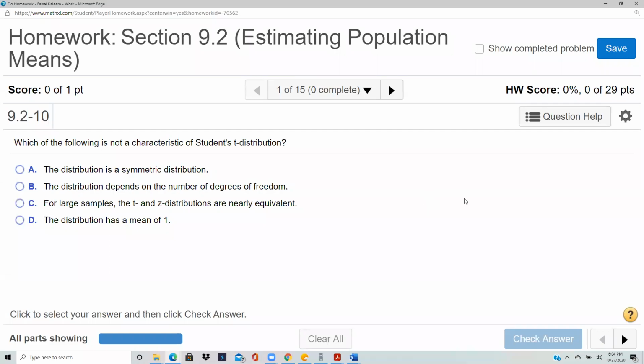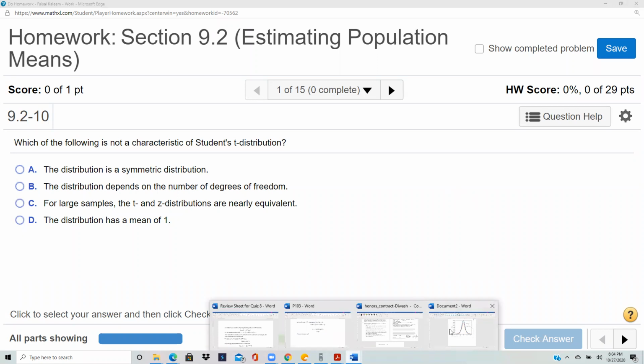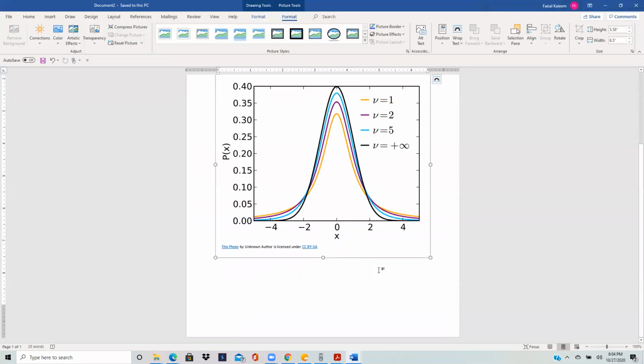Which of the following is not a characteristic of students' t distribution? Now, we've been studying normal distribution for a long time. In this section, we will talk about students' t distribution. And actually, the t distribution looks very similar to the normal distribution.